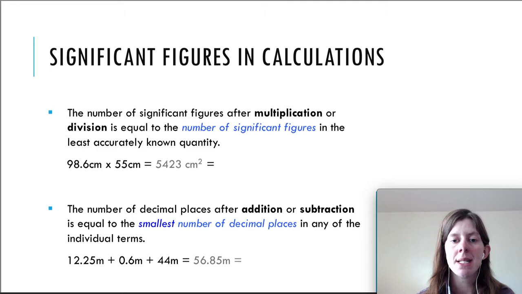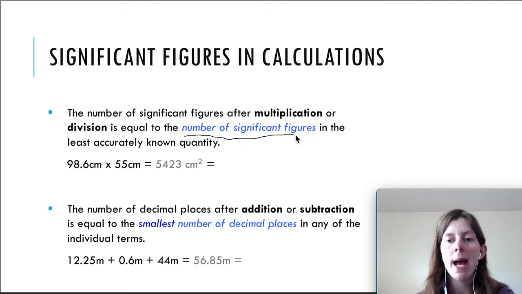So the last thing we want to do here is know how many sig figs we keep when we're doing calculations. There are 2 rules here. When you're multiplying or dividing, you want to look at each number and find which number has the least number of sig figs, and then your answer will have that many sig figs.